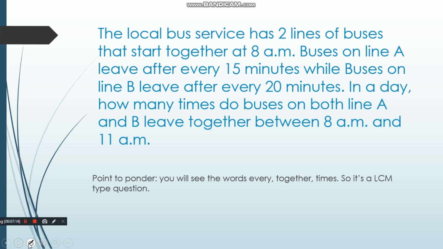So let's do it. First, what you are going to do? You are going to find the keywords, signal words, or you can say hint words. So let's find. You can see together, every. You can see every. Even you can see times. How many times? Multiple times. So these are the keywords which tell you about the LCM type questions. So what you are going to do? You will find the LCM of 15 and 20.